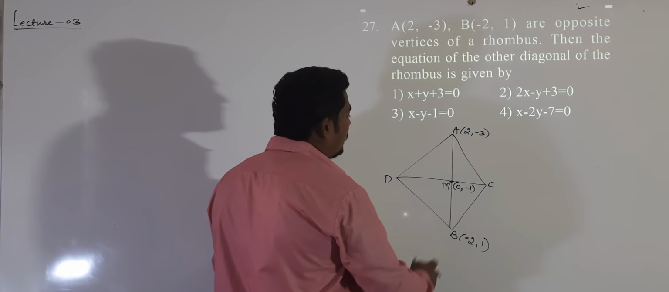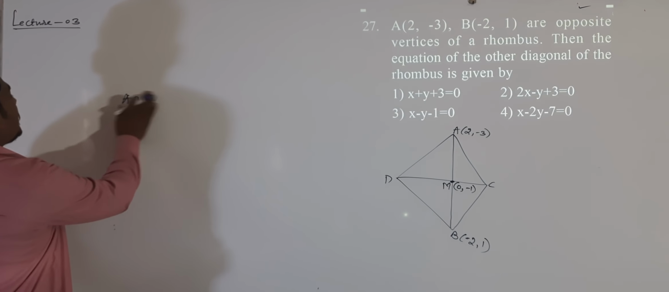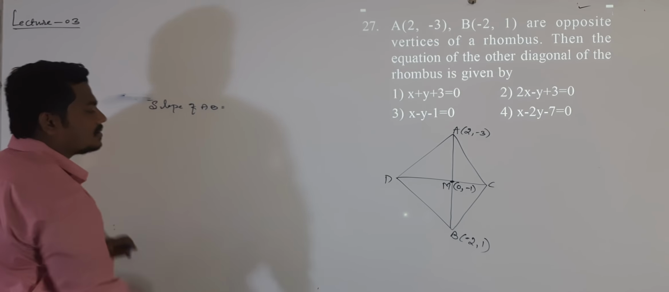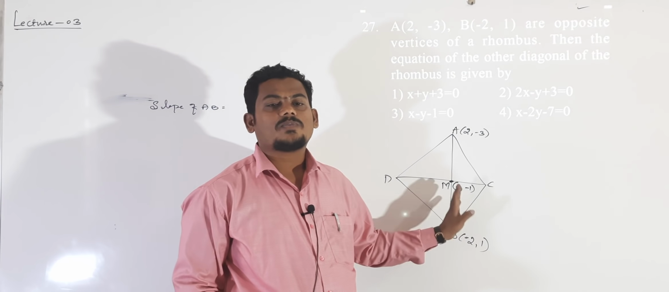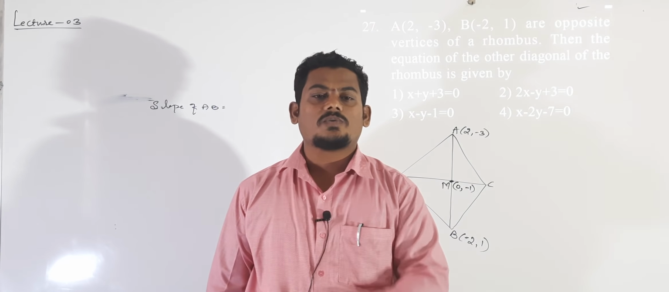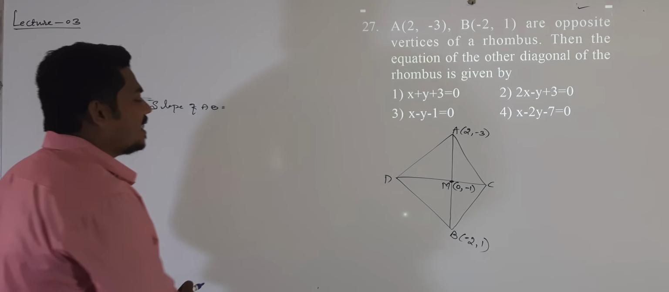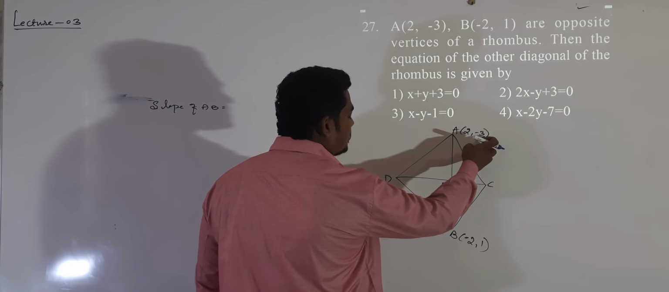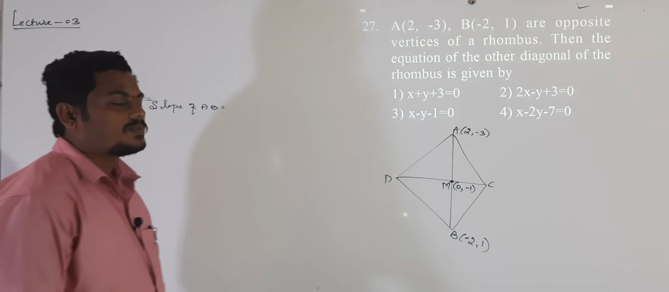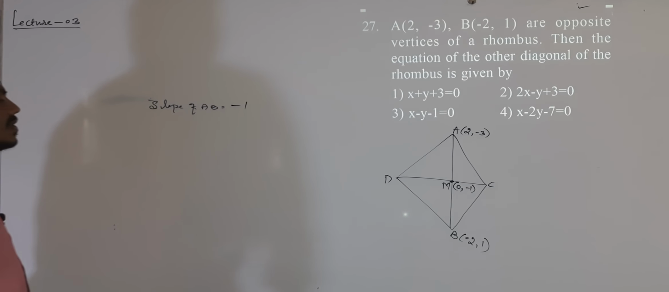Can you tell me the slope of BA or AB? Slope of AB line by using the 2-point formula: y2 minus y1 divided by x2 minus x1, slope of line joining 2 points. y2 minus y1 means 4 divided by minus 4, right? Because 1 minus of minus, plus 1 plus 3 is 4, then minus 2 minus 2 is minus 4. Slope of AB is minus 1. Then tell me what is the slope of CD?